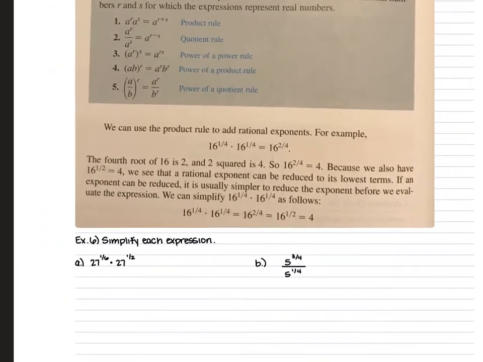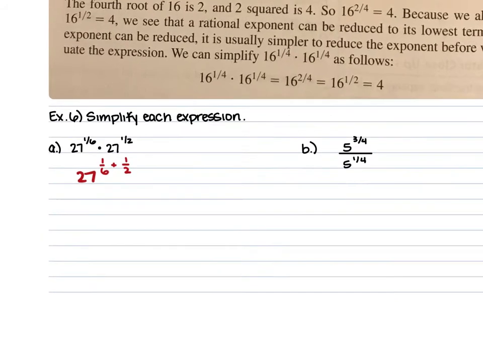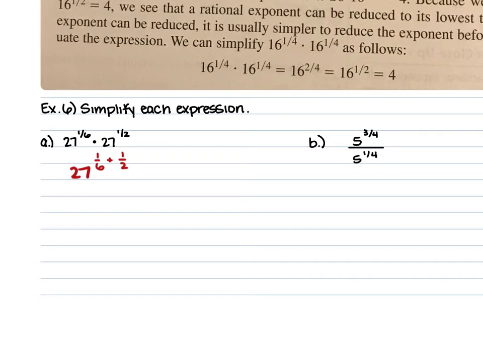So if we look at the next set of examples, for example 6, we're simplifying each expression. For A, we have 27 to the power of 1/6 times 27 to the power of 1/2. Our bases are the same here. So we're going to keep the base, which is 27, and we're going to add the powers. So we're going to have 1/6 plus 1/2. In order to add those powers, you need like denominators. You cannot add fractions unless the denominators are the same. So your least common denominator between the 6 and the 2 is 6. We'll multiply the second fraction top and bottom by 3.